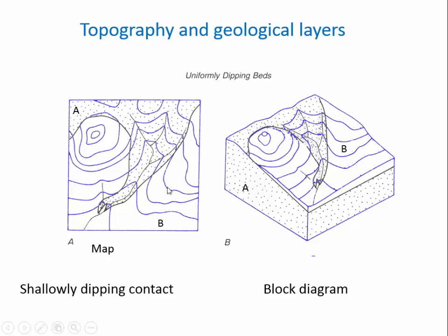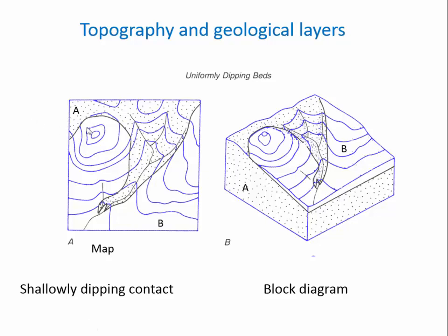Here is another ridge going down towards the river valley. That is the ridge here from over there. But in addition, we see geological information plotted into this block diagram or the topographic map on the left-hand side.